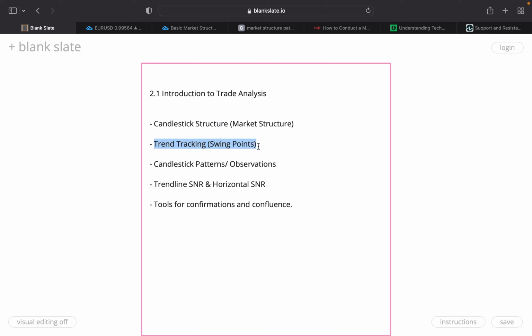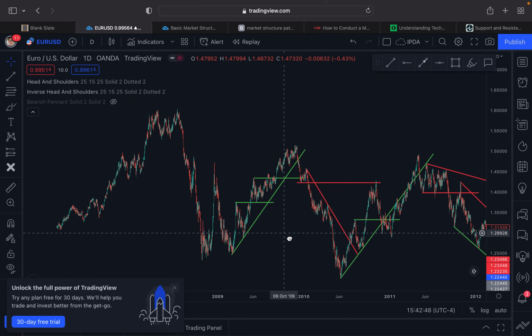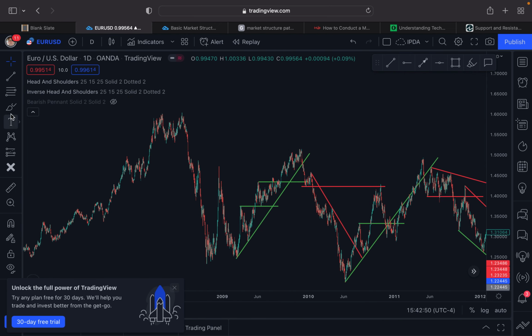Within that market structure, you can track the trends. Specifically, the way I do it is I track trends with swing points. If I just wanted to give you an example here, you would just take a highlighter like this, and you would just track the swing points.